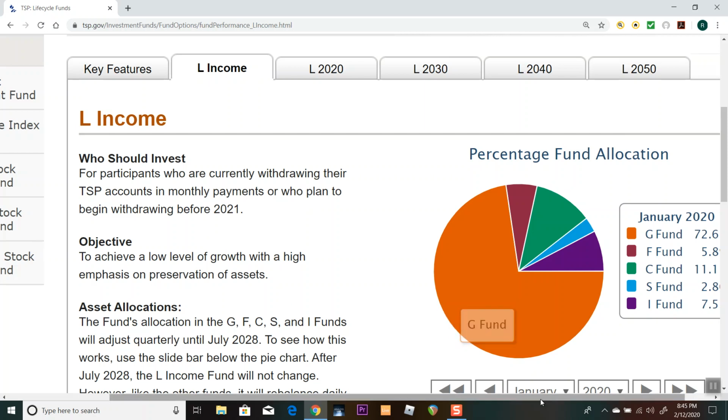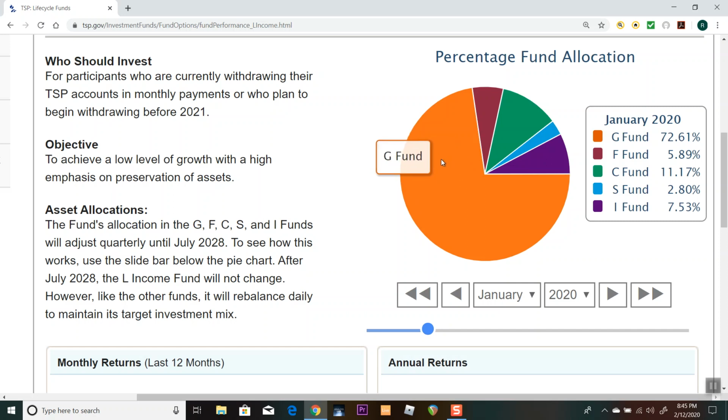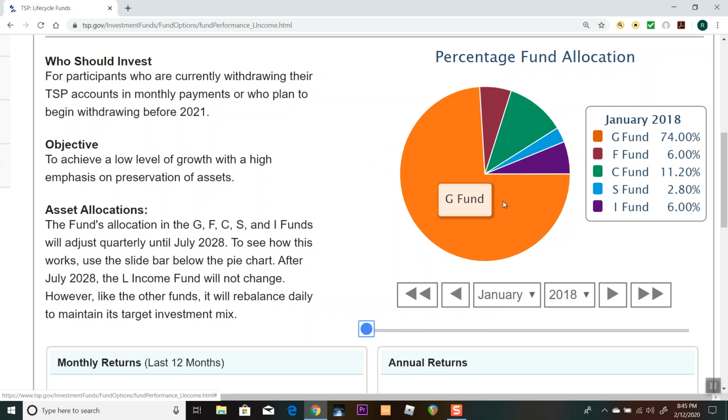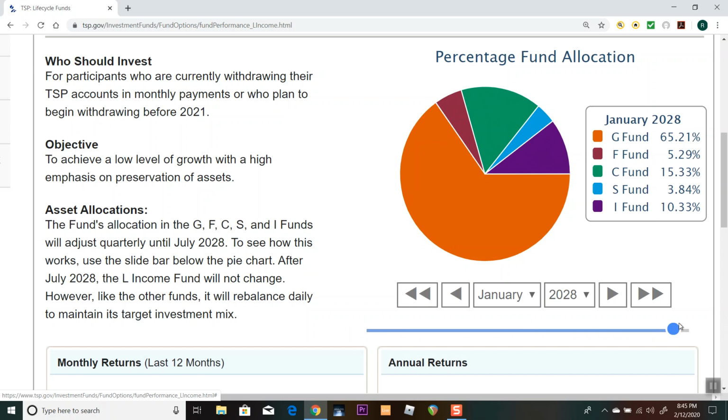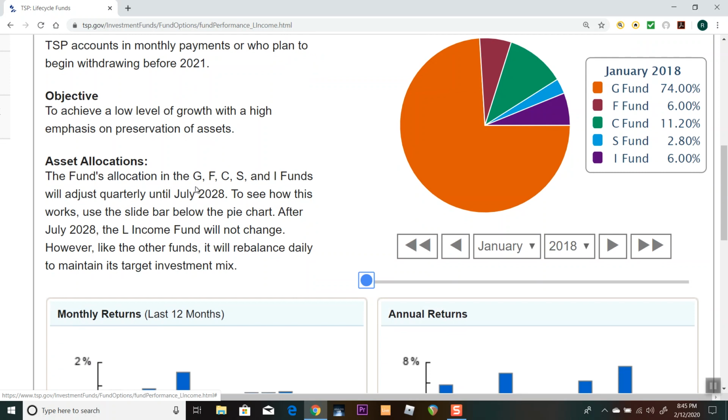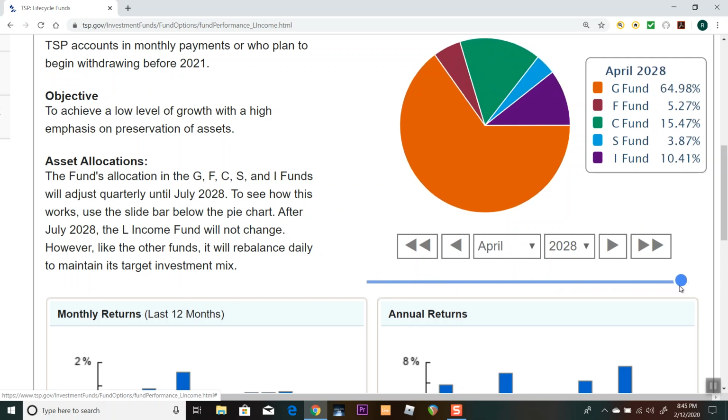So as you can see by this little pie chart, the majority of this is in the G fund, which of course you won't lose anything that's in the G fund. And over time, it shows you it will adjust quarterly until July 2028. So each quarter it changes, but you can see that the majority of the assets are allocated in the G fund.